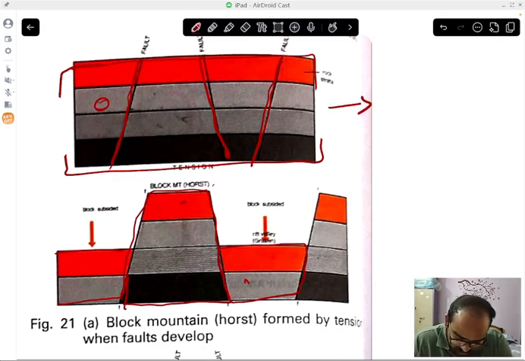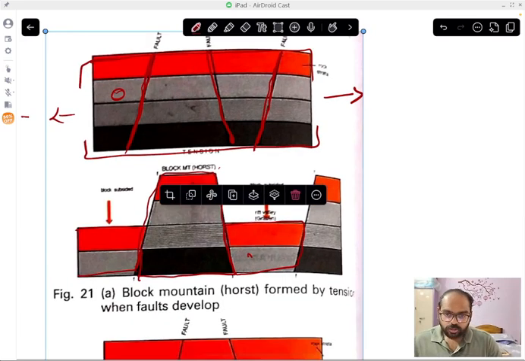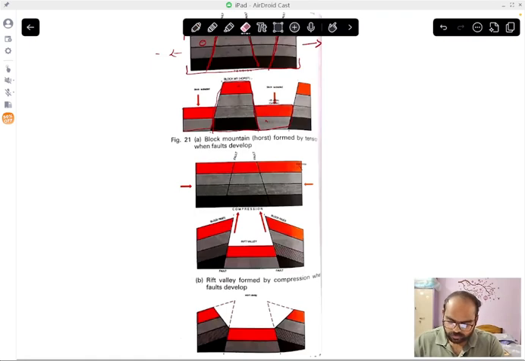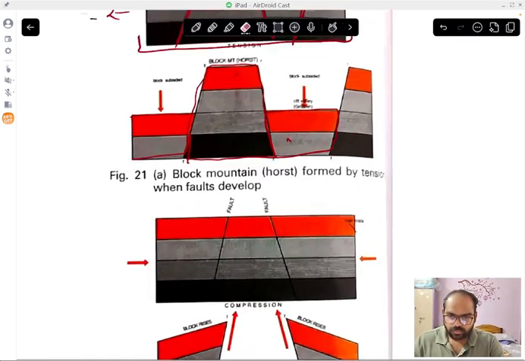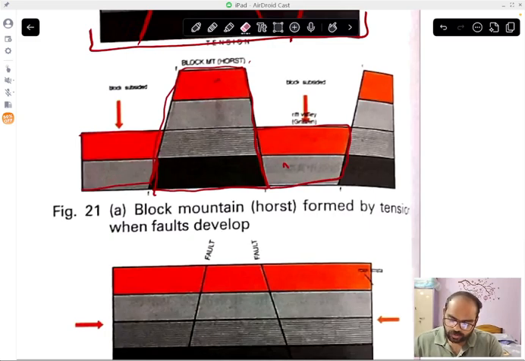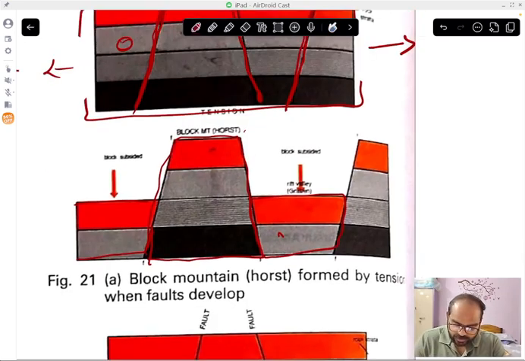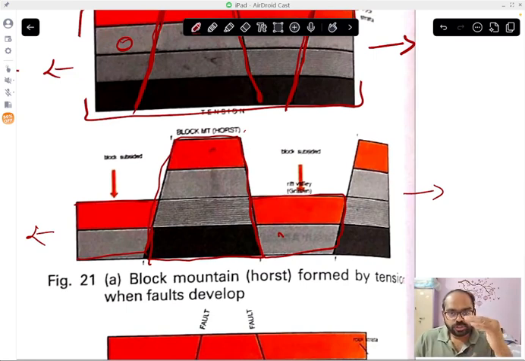Due to divergence, faults appeared in the crustal part, and after that, due to further divergence, the place where the fault has developed, the block subsided down, and the block present between two subsided blocks is called a block mountain, that is formed by divergence forces.